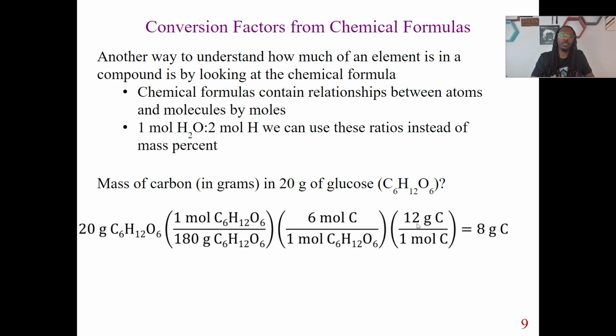Now from here, we're just going to do our math, right, multiply across, and then divide top by bottom. We're going to get 8 grams of carbon as our final answer. So this is telling me, right, that I have 8 grams of carbon whenever I have 20 grams of glucose. All right, and we can do this in 2 different ways, right? We can do it this way, conversion factors, or you could use mass percent. Both ways will give you the same answer.